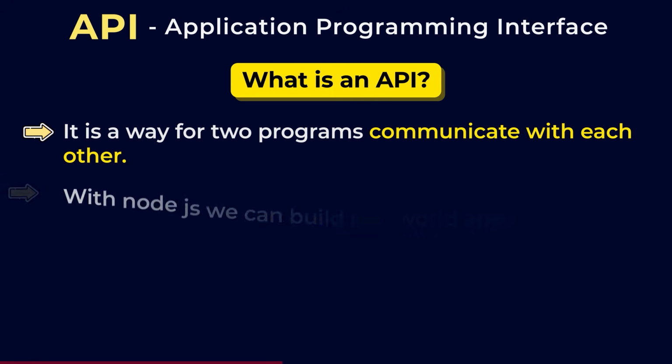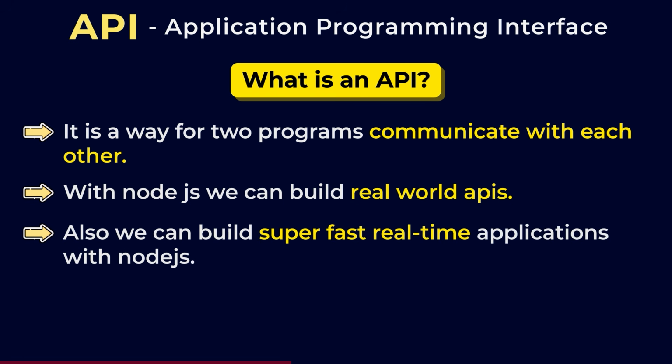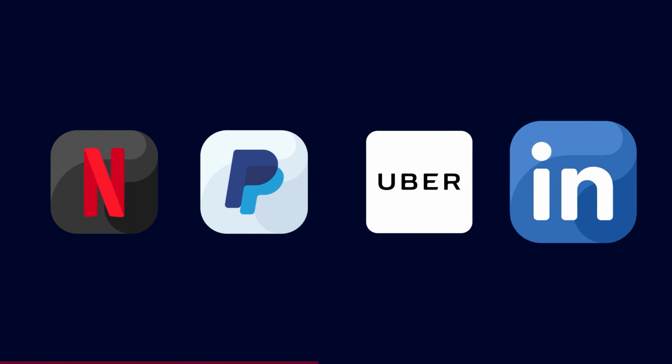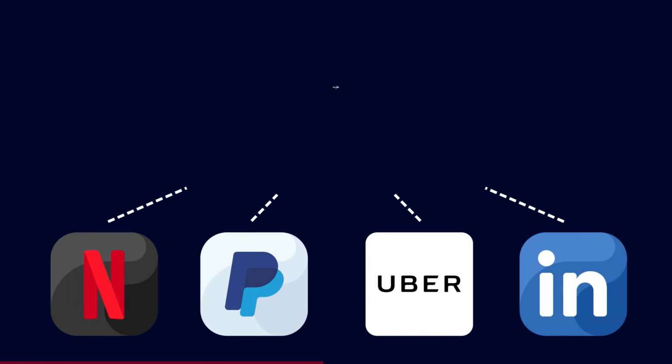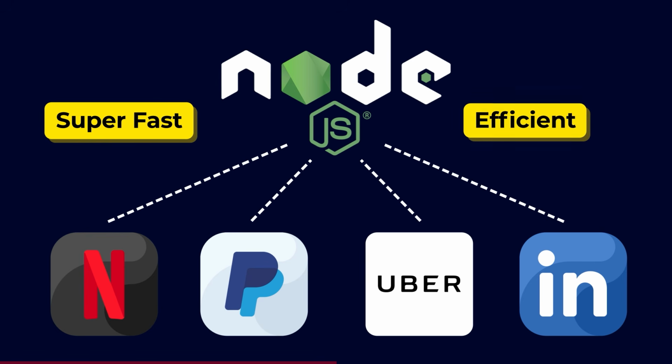So with Node.js, we can build real-world APIs. Also, we can build super fast real-time applications with Node.js. So these services give power to our client applications like web applications and mobile applications. Very useful. And do you know, Netflix, PayPal, Uber, LinkedIn, and many more famous companies use Node.js. Yes, because Node.js makes their services super fast and efficient. Also, PayPal did a great research on Node.js. I will tell you that in just a minute.